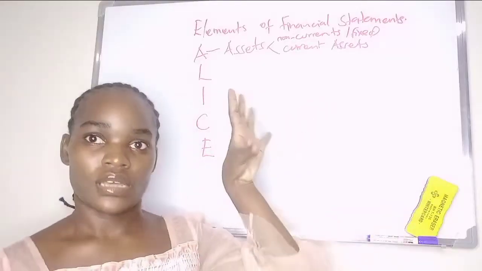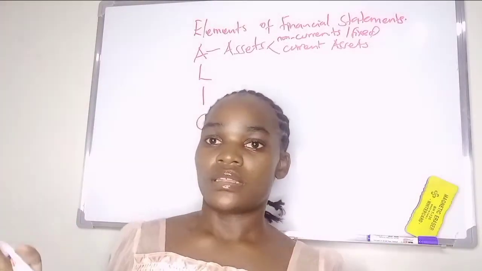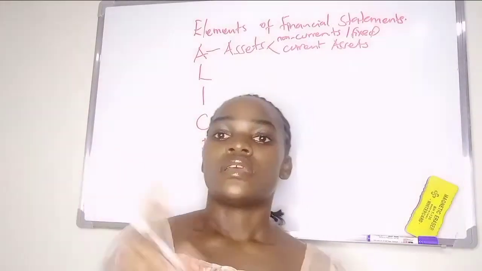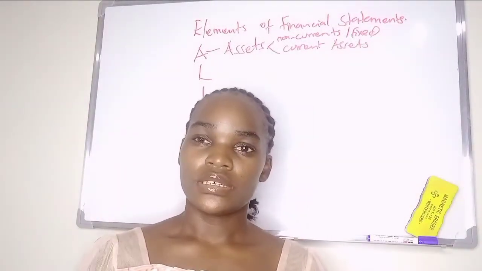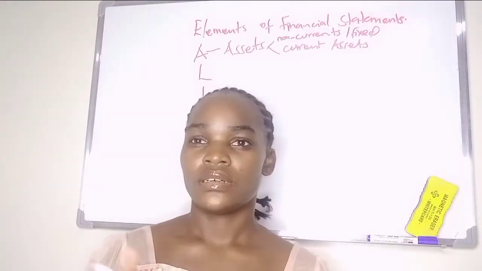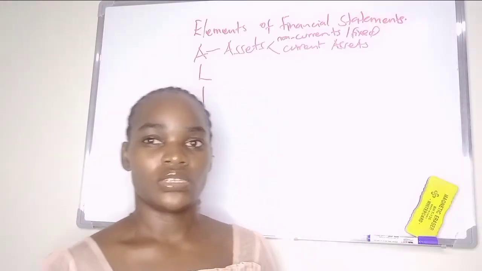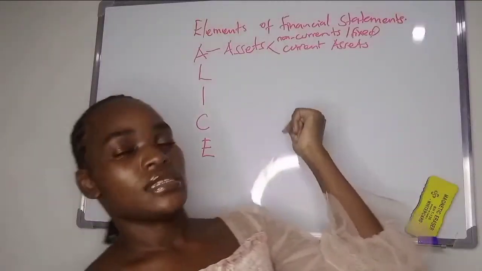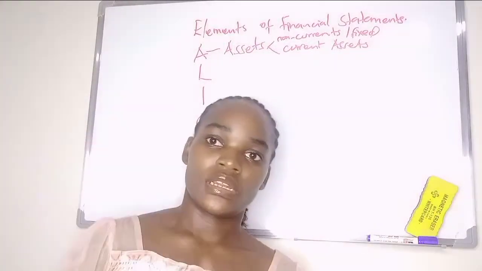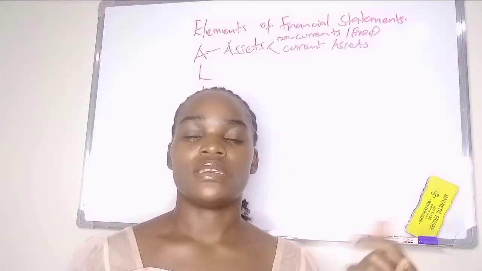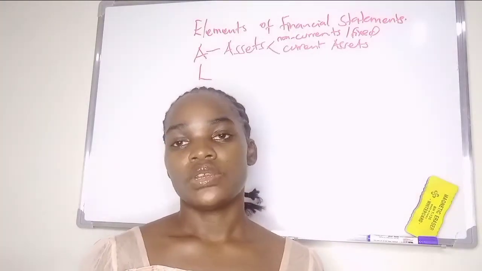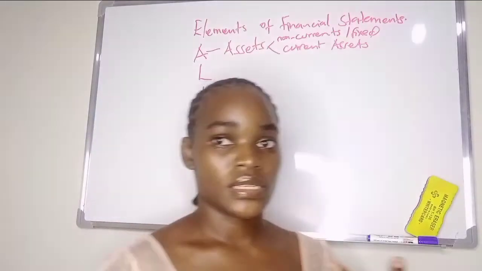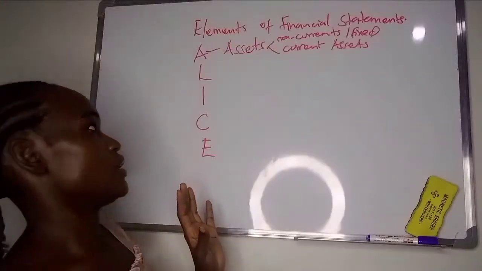Non-current assets are assets that stay in the business for a period longer than 1 year. It's where we have things like buildings, land, furniture, machines, all that. Then the current assets stay in a business for a period less than 1 year. It's where we have things like inventory, trade receivables, prepaid expenses, stuff like that.